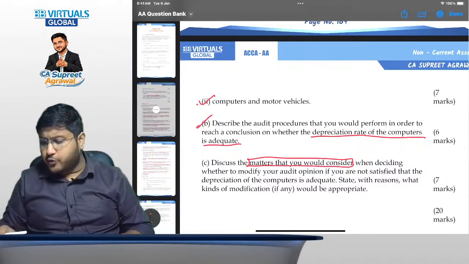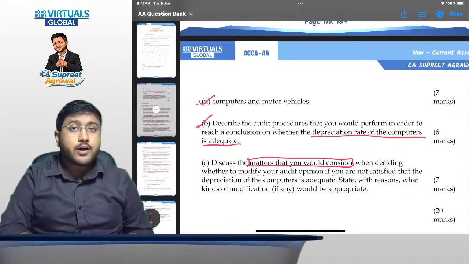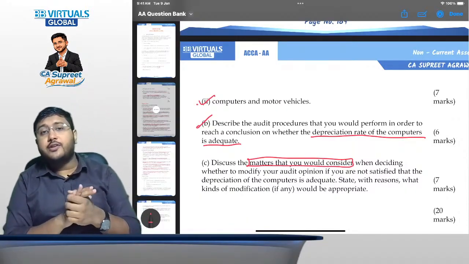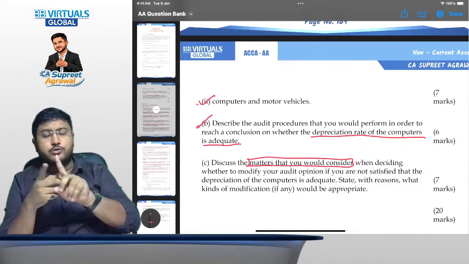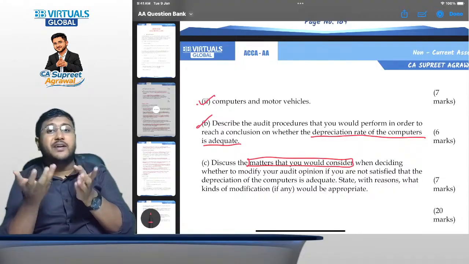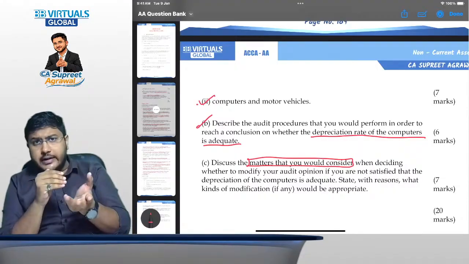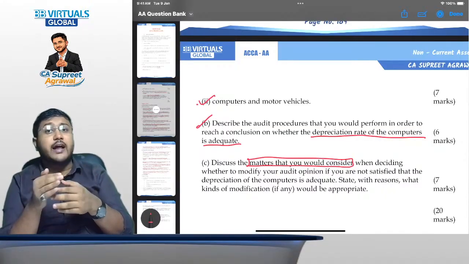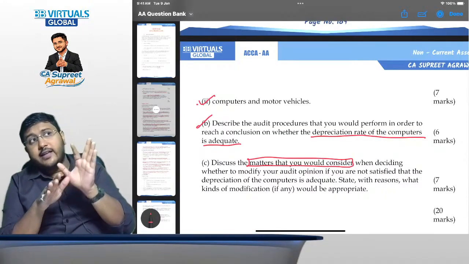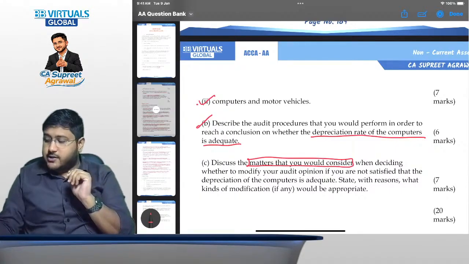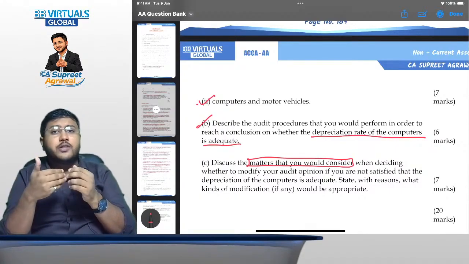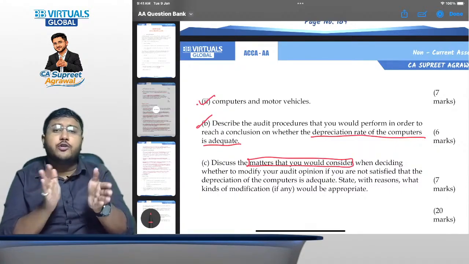Yes, my dear friends. What is important to note here is that we have been asked to discuss the matters to be considered. The first thing we'll be considering is materiality: whether the transaction is material or not, whether the amount is material or not. That makes the whole difference. And even if it is material, what should be the criteria to discuss how you will adjust it.